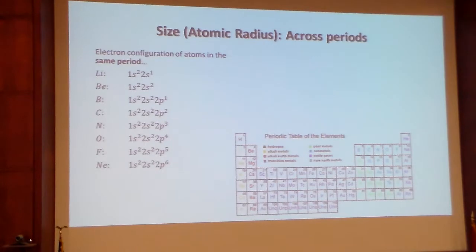Now, what about across the period? Let's do across the period. From electron configuration, you can see all the electrons are added to only 2s, 2p, not that much different in size. The shell is pretty much the same, but what's the big difference across the period? We add more protons. You know protons attract electrons. More protons, what does it mean? More pull, more attraction, so it gets smaller.